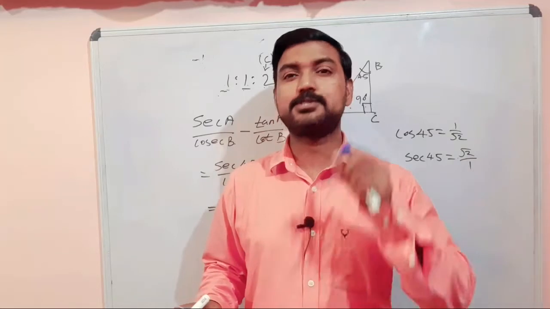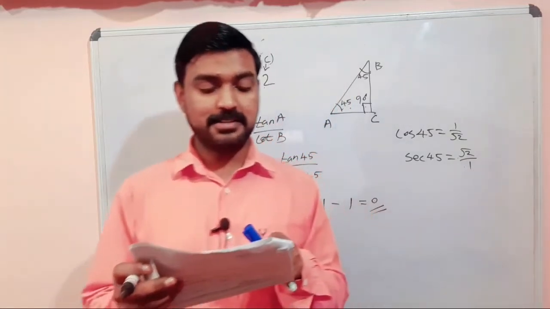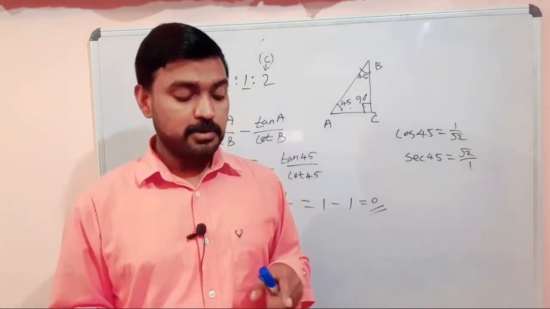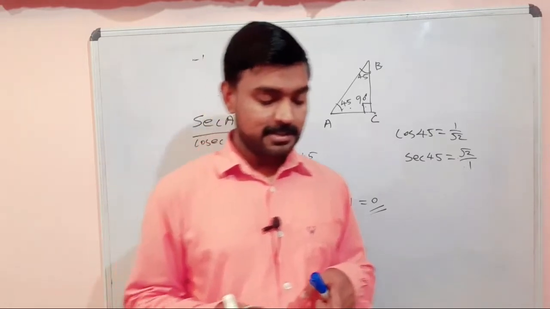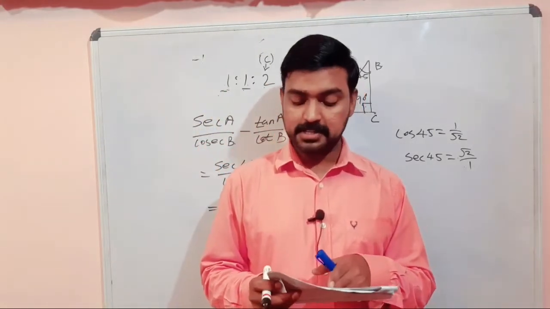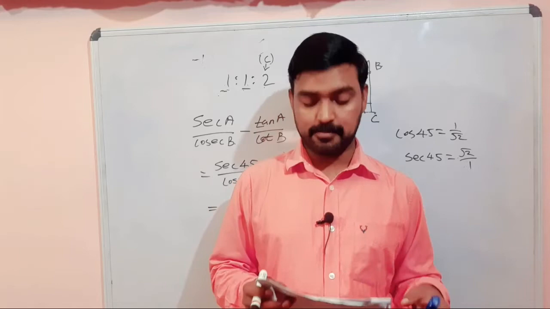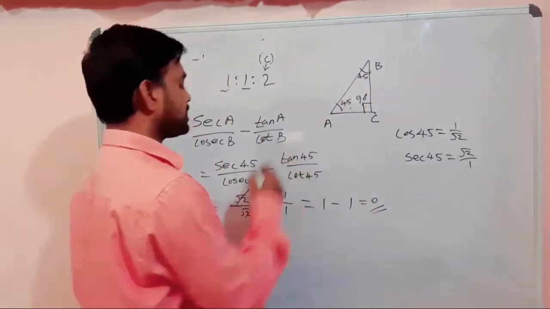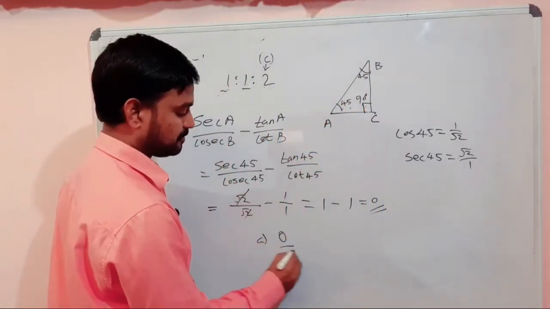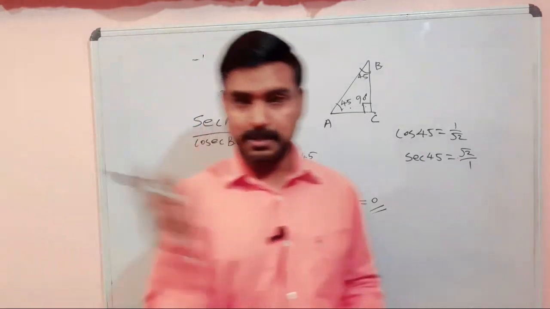If any doubt, please watch it again. So my dear students, this question's options are option A is 0, option B is 1 by 2, option C is 1 and option D is root 3 by 2. So option A, 0, is the right answer. We got it. Now we can go to the next question.